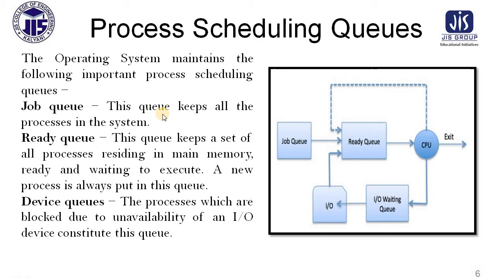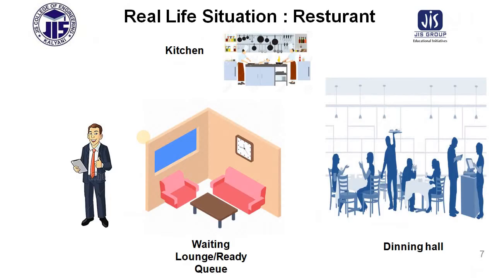So what is the job queue? This queue keeps all the processes in the system. What is the ready queue? This queue keeps a set of all processes residing in main memory, ready and waiting to execute. A new process is always put into this queue. What is the device queue? The processes which are blocked due to unavailability of input-output devices constitute this queue. So how many queues do you have to remember? You have to remember 3 types of queue: job queue, ready queue, and device queue.